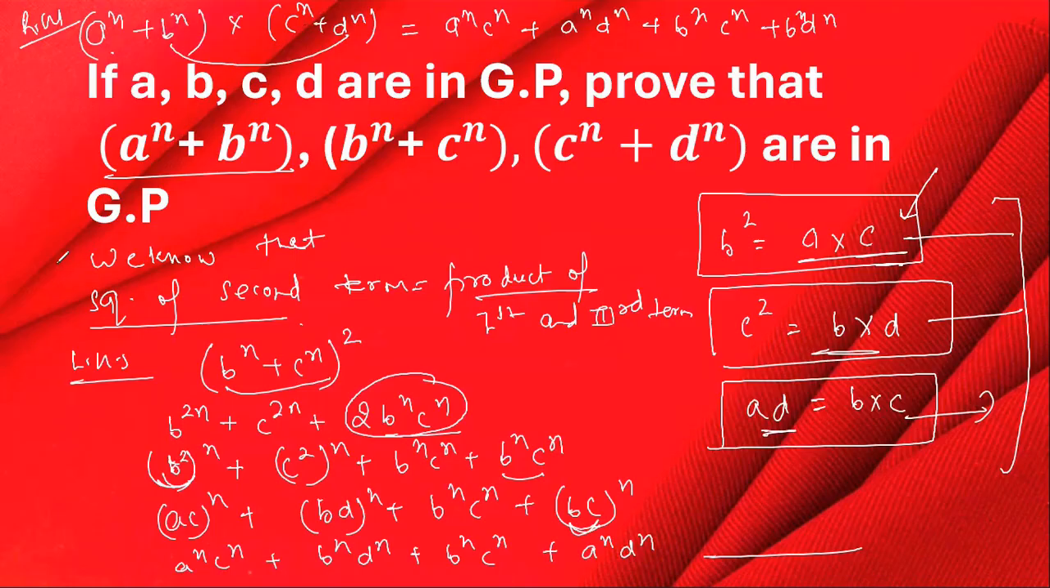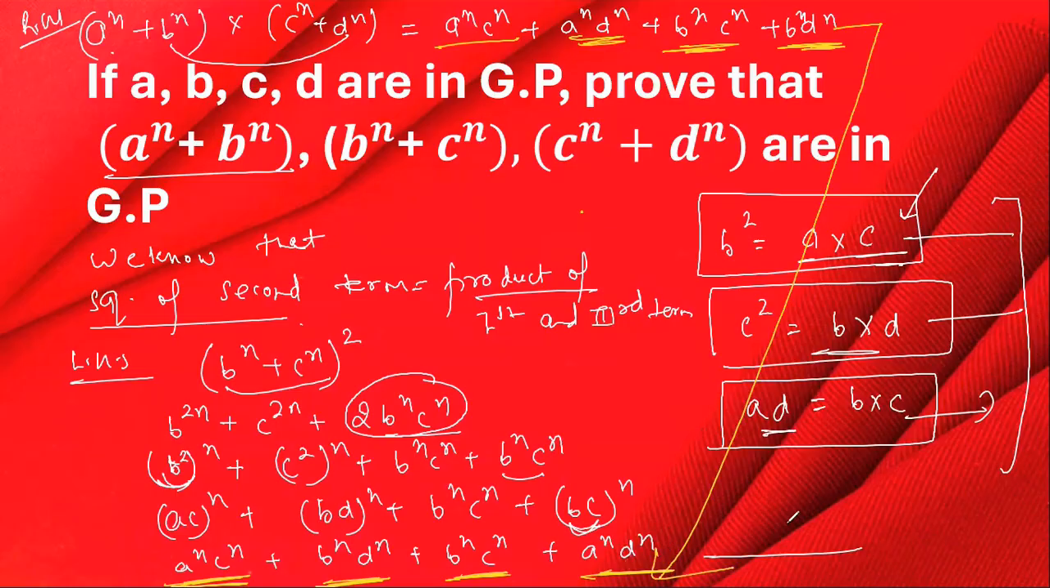If you see the left hand side and the right hand side, A raised to the power n and C raised to the power n, same. Then B raised to the power n, D raised to the power n, same value. Then B raised to the power n, C raised to the power n, same value. And A raised to the power n, D raised to the power n, same value. It means the left hand side equals the right hand side, so yes, these terms are in GP because the square of the middle term equals the product of the first and the third term, right? So yes, everyone, thank you so much. That's that.